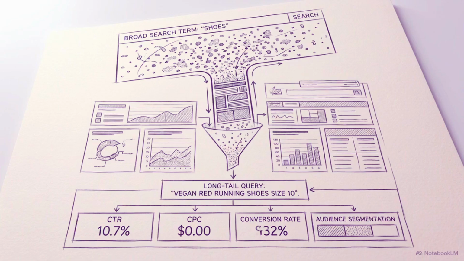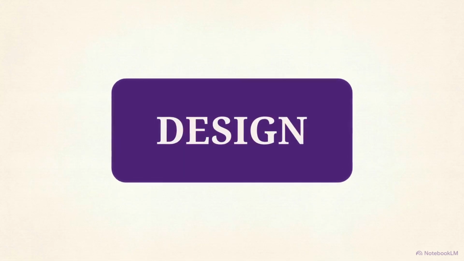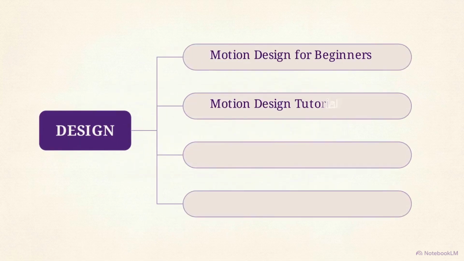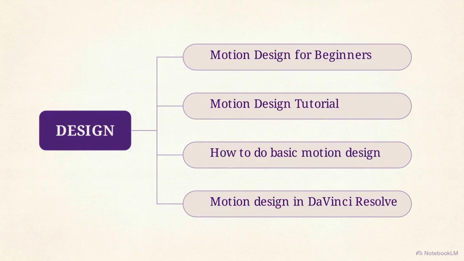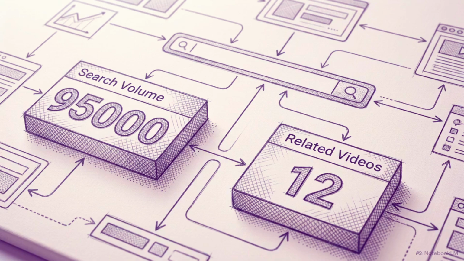Looking at this analytics dashboard, we start the workflow by entering a broad category related to your niche, something general like design or fitness. From there, select the Matching Terms filter. This takes that massive, highly competitive topic and fractures it into specific, multi-word search queries that actual humans are typing into the search bar. Scan the resulting list for a phrase that has a healthy search volume but a low competition score. This tells us there is an audience hungry for this exact topic, but very few creators serving them.